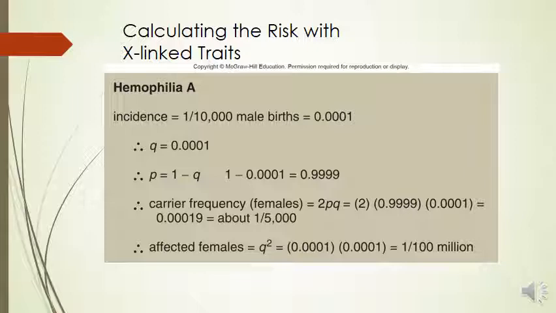The incidence of a female having hemophilia A is q squared, or 0.00000001. This is about 1 in 100 million.